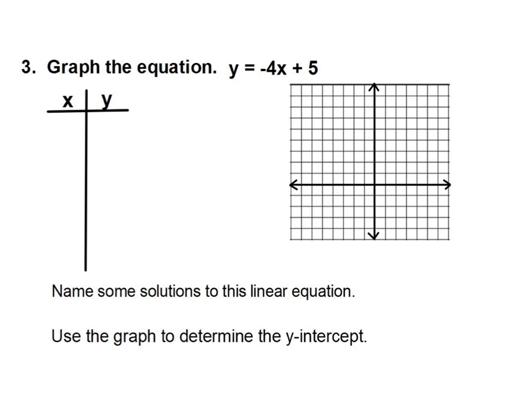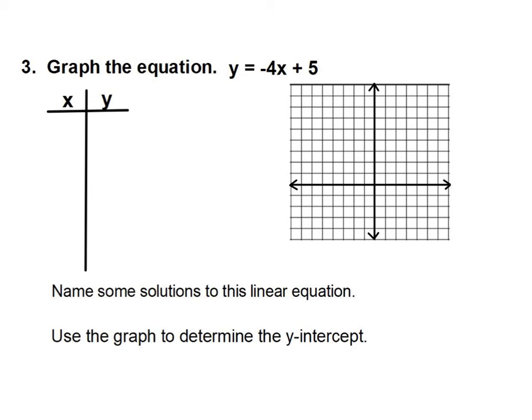At this point, if you feel like you need to see another example problem, then you can stay and watch this one. If you feel like you are ready for practice, then you can go to Class Kick, and there will be an assignment in Class Kick called graphing from a table, and you can start that practice assignment now if you feel that you are ready. But we are going to go on and graph the equation y equals negative 4x plus 5.